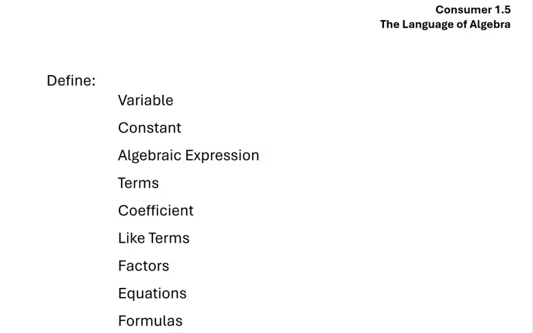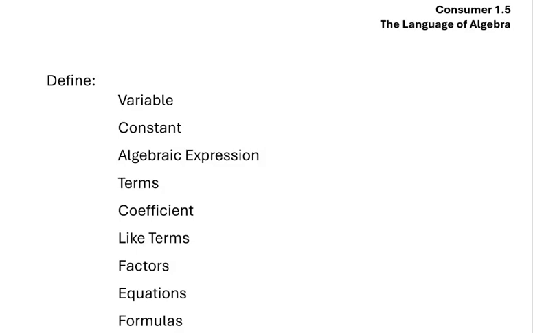I'm going to read to you from your book for a little bit. It says, algebra is a generalization of arithmetic. It is a system for expressing a relationship between quantities using symbols, numbers, and operations. Some symbols, such as x, differ in value from one problem to another. Such symbols are called variables.